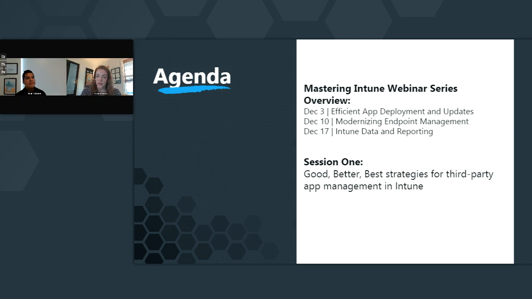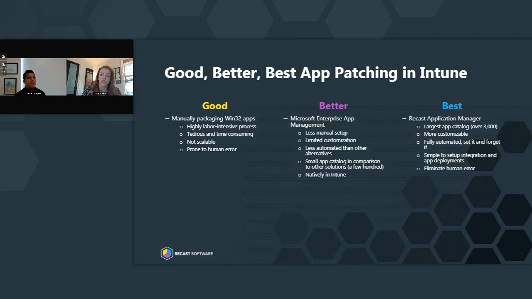So for the agenda, this series is all about mastering Intune. We're starting with efficient app deployment and updates. Then we'll be doing modern endpoint management and then Intune data and reporting. So we'll focus on one topic for each of the three parts of the series. For today's session, we're going to be going through good, better, and best strategies for third-party app management in Intune. Here's a brief overview of what that good, better, and best app patching in Intune entails.